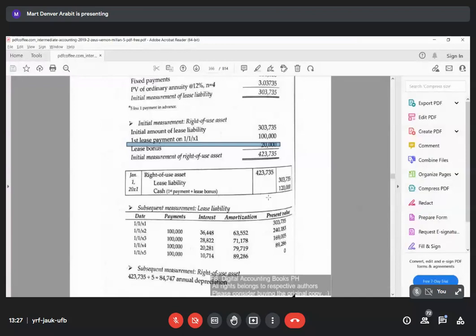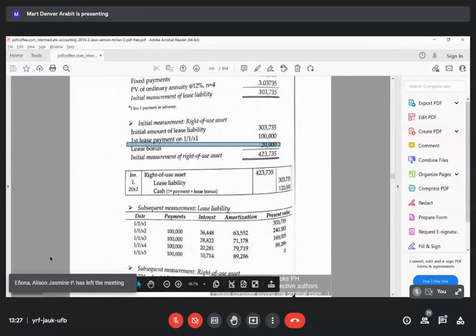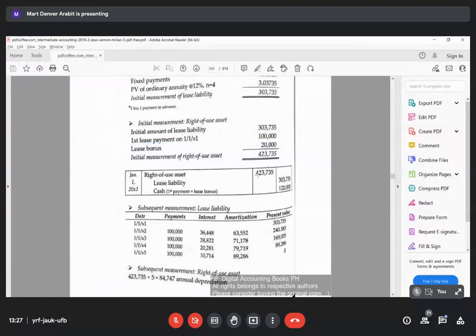So, subsequent measurement of ROU. The ROU will be depreciated over 5 years. So simply, we just divide it by 5. Then, that is the depreciation, as stated naman dito sa baba. Okay.